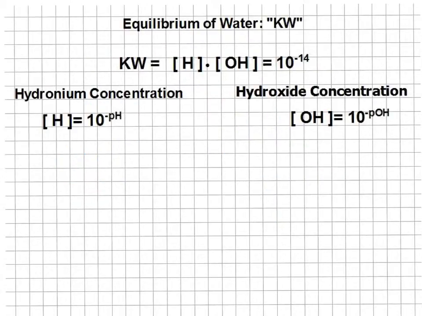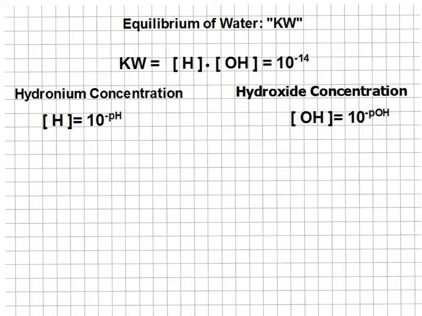In this equation, Kw equals the equilibrium of water. Kw equals the hydronium concentration times the hydroxide concentration, which equals 10 to the negative 14th. 10 to the negative 14th is a number found by a scientist to represent the minuscule number of the hydronium concentration times the hydroxide concentration.